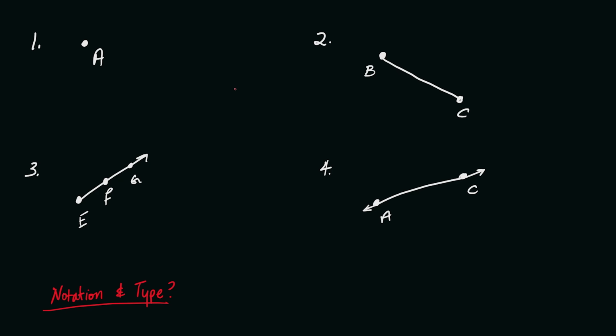Hopefully you paused the video and took a look at this and figured out what the notation and what the type is. So for our first one, we can definitely know that it's a point. It doesn't have any size to it, but it does have a position on a graph. So we can name this point A, or as I like to write it, A with the point on top.